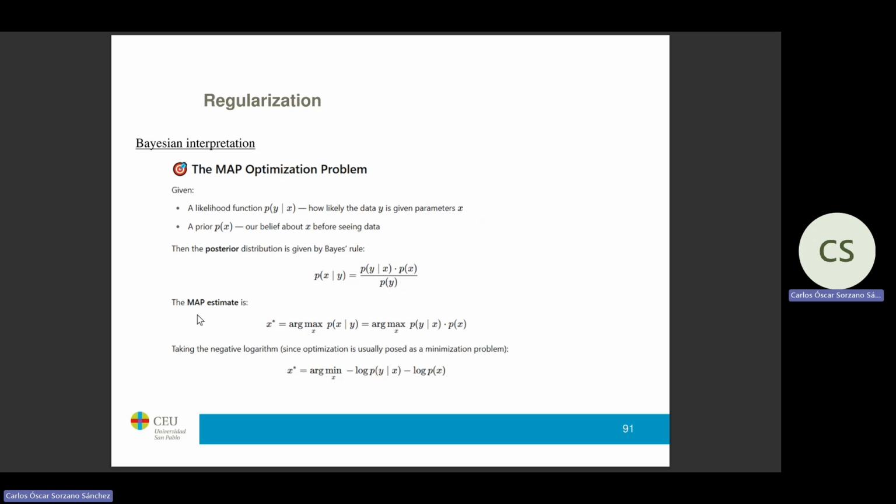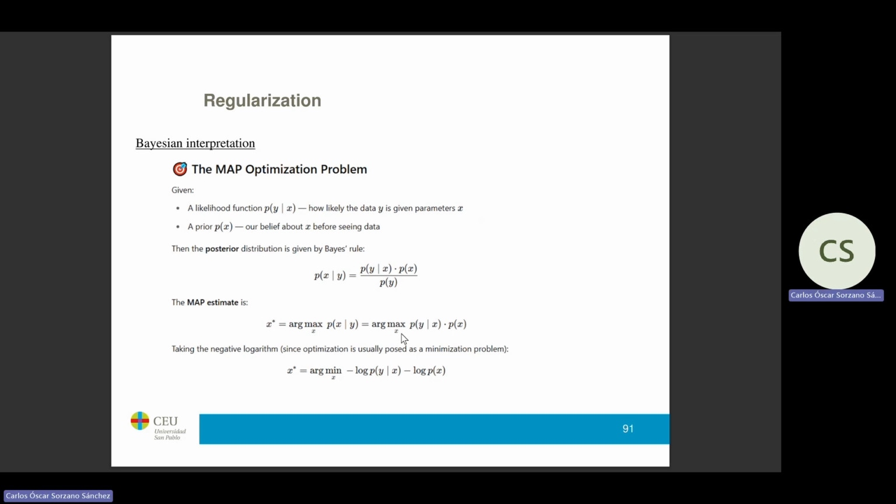And then we want to maximize this probability. Maximizing that probability is the same as maximizing this numerator, because the denominator does not depend on X. So there is nothing to optimize there. So it is optimizing with respect to X. So it is maximizing this one.